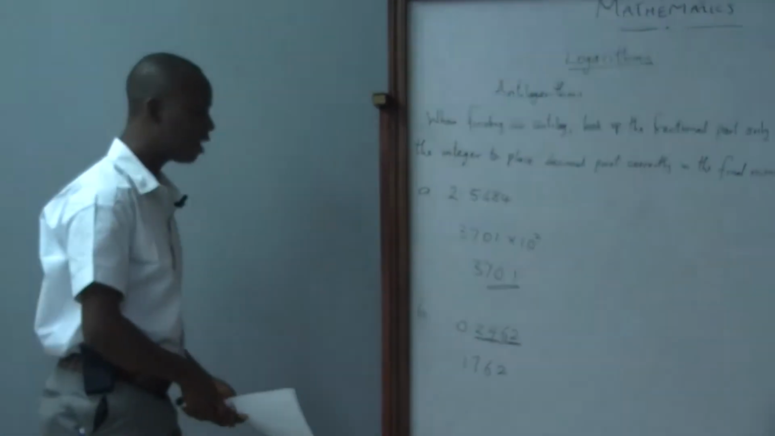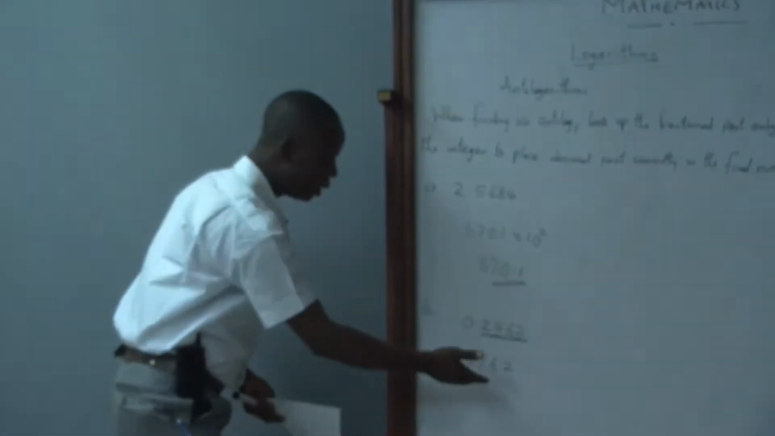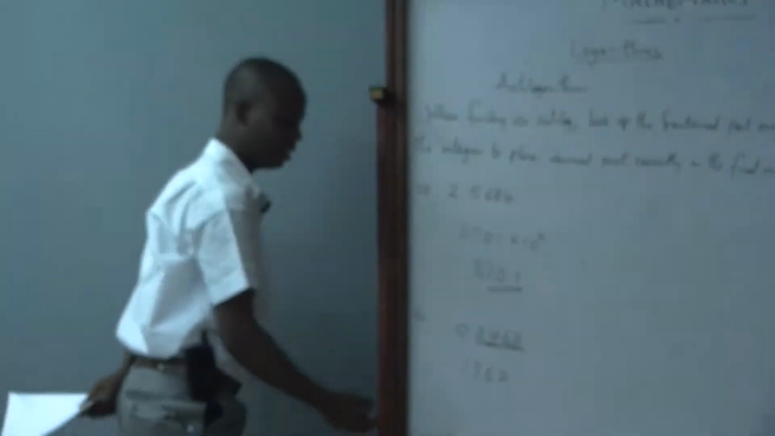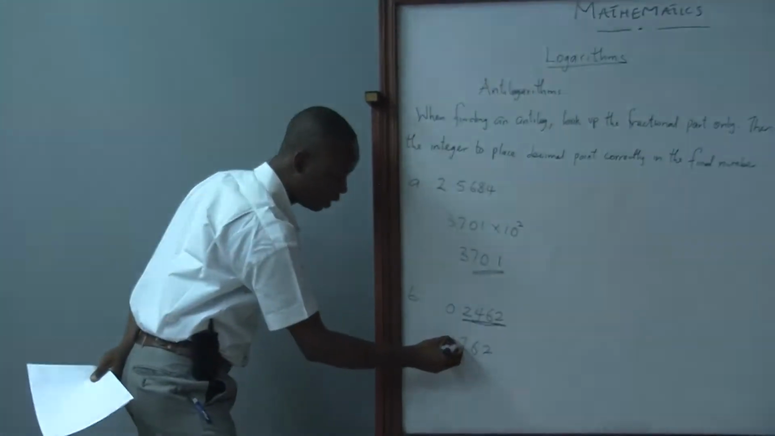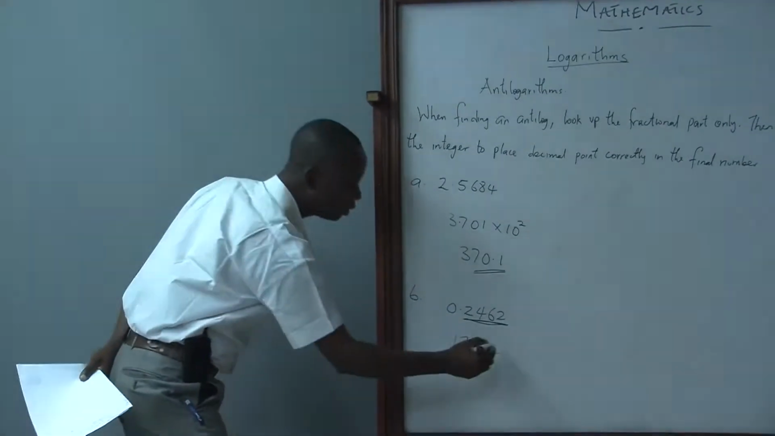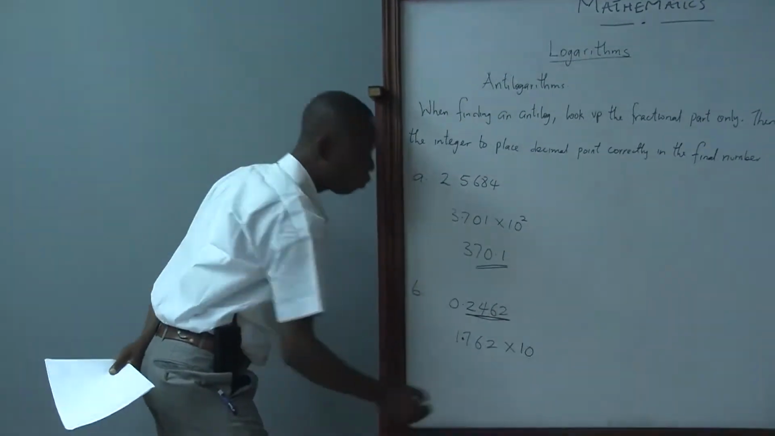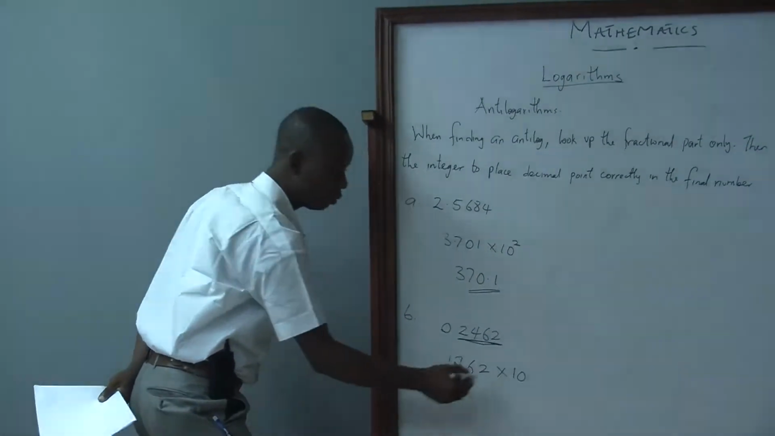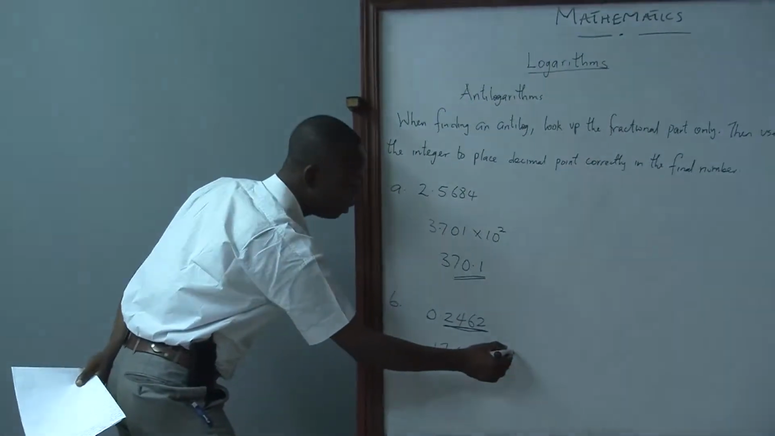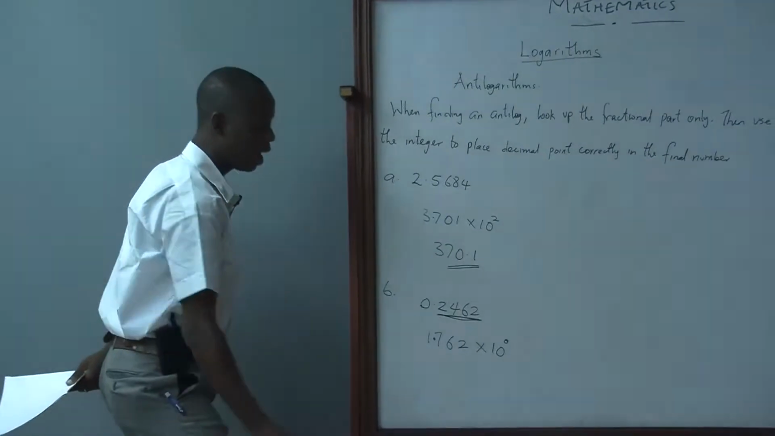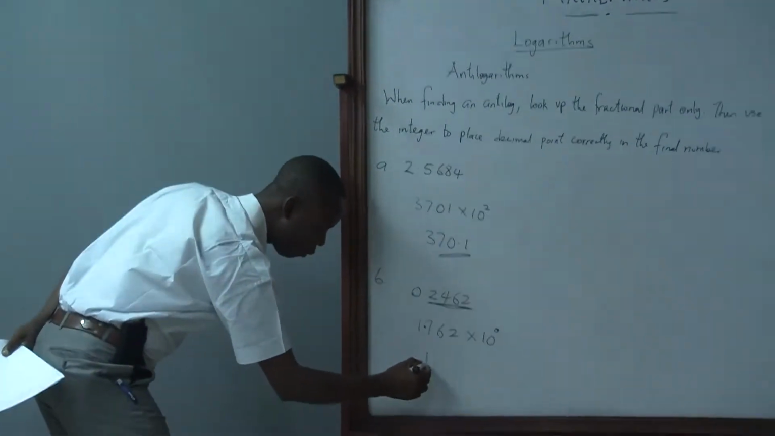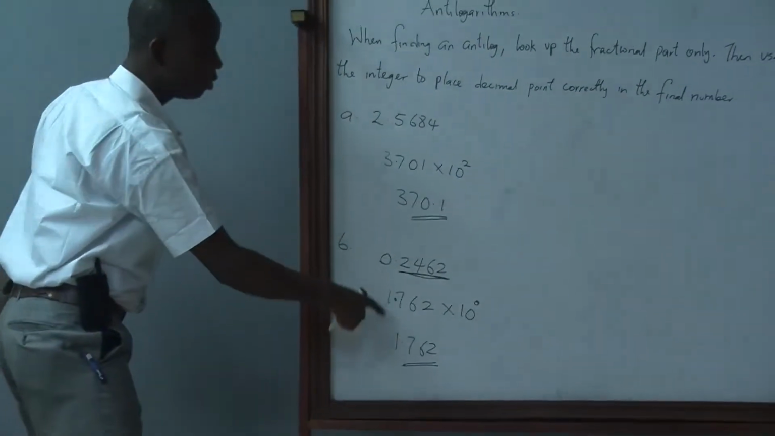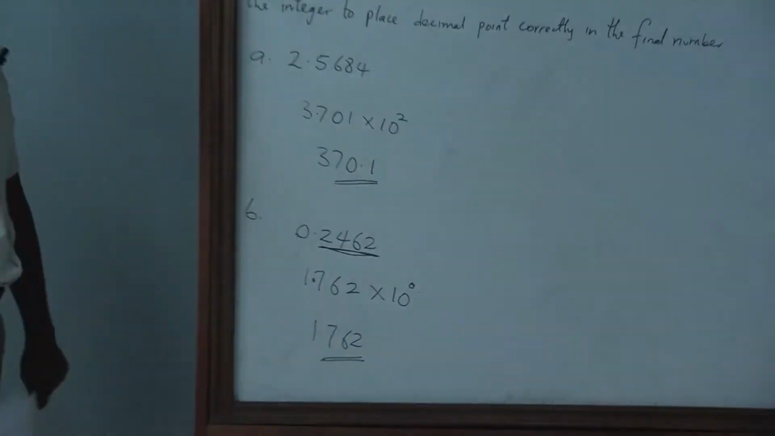To know what our final value will be, we need to do as though we are writing this in standard form. To write this in standard form, our decimal point will be here, 1.762 times 10. What will be the power here? The power here will be what we have here, which is 0, times 10 raised to the power of 0. And the final value here will be 1.762. That's the antilogarithm of this value.